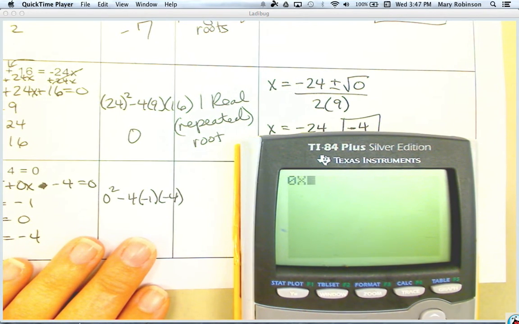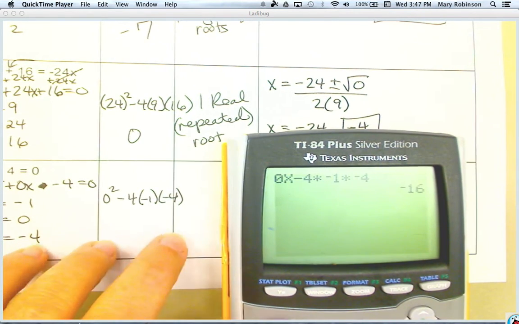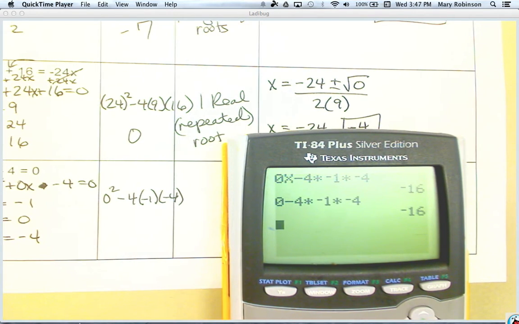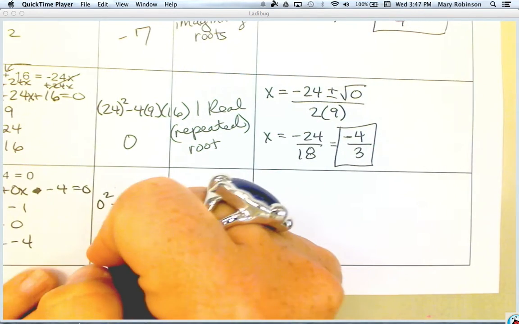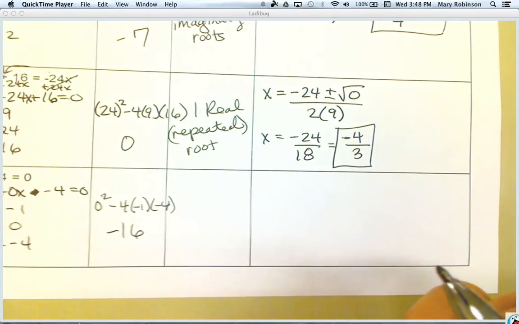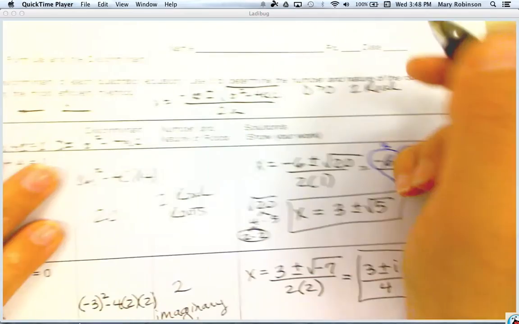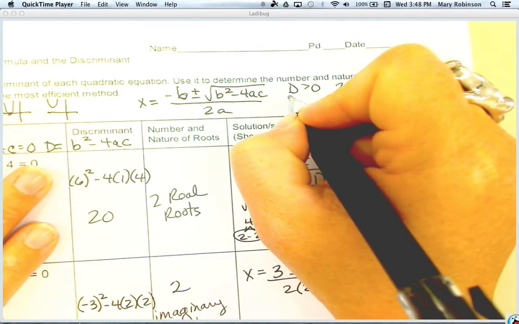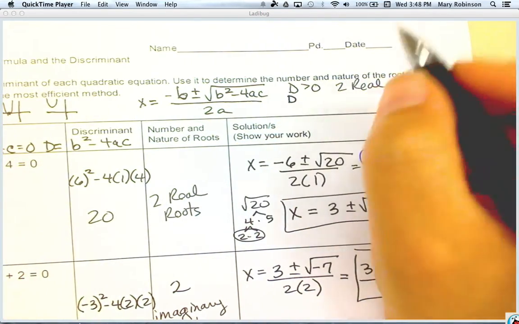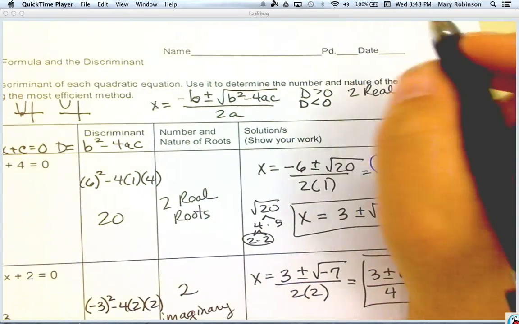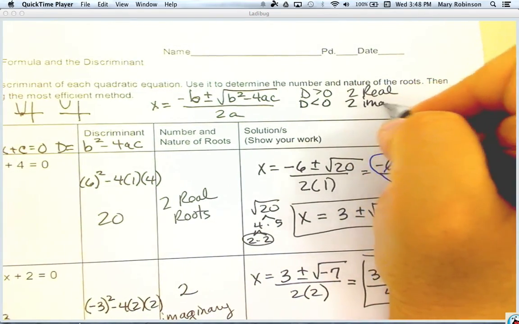So 0 squared minus 4 times -1 times -4. Oops, I'm sorry. It's not really going to matter, but -16. So that's what we're going to end up putting under the radical. And remember, because it's negative, we're going to have 2 imaginary. So by the way, let's go ahead and pause for a second and come back up here. We ended up getting D less than 0. So whenever we have a negative discriminant, we're going to have 2 imaginary roots.